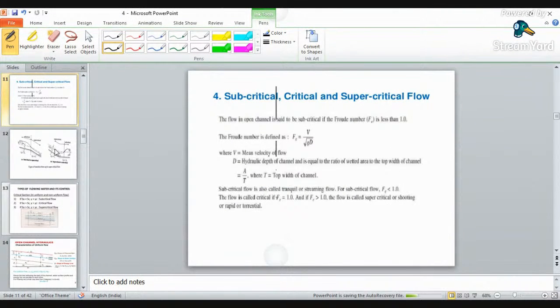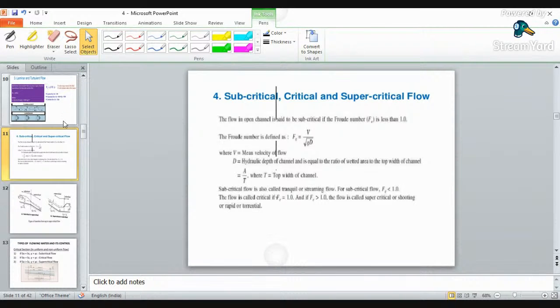Okay, then there is subcritical, supercritical, and critical flow. Now, the flow characteristics are defined as subcritical, critical, or supercritical flow on the basis of Froude's number. Now, Froude's number is the ratio of viscous force to gravitational force.